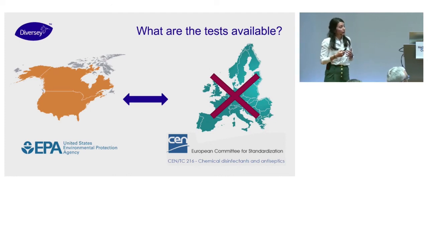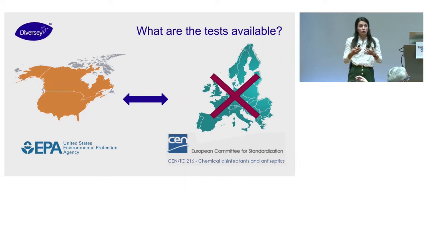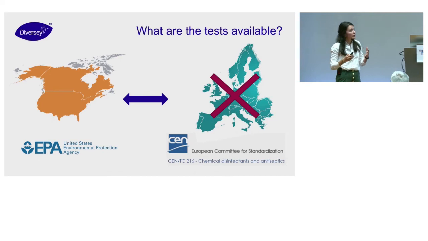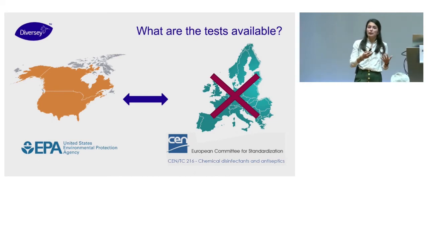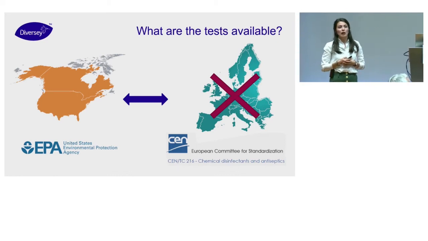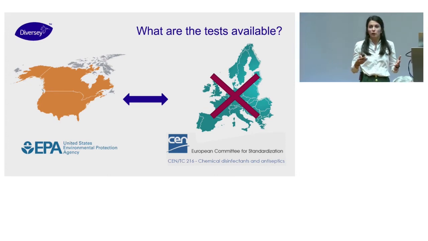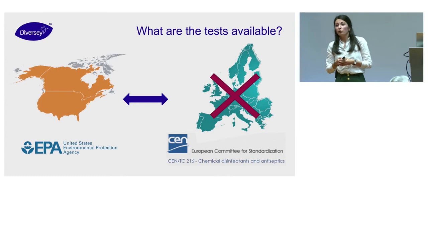So we, at Diversey, were interested to look at which types of tests are out there, which standardized methods I can use to assess, to analyze, to show if my disinfectant is actually capable of removing biofilm. Here we took two examples. As you know, in Europe we have the CEN TC216, the Committee for Chemical Disinfectant and Antiseptic. This committee is the one establishing the European norm for our disinfectant products. You might have all heard about the EN14476, which was the norm required for the virucidal efficacy against SARS-CoV-2.